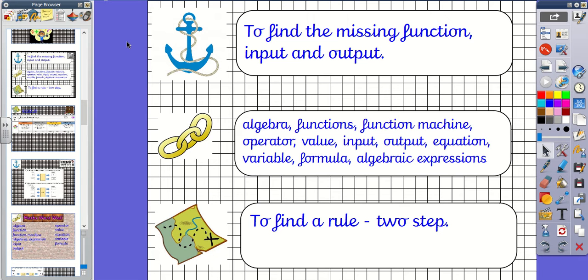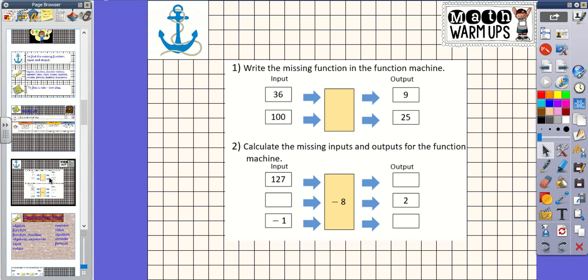So today we are continuing to build on to understand algebra more. And yesterday we looked at one-step functions, and today we are looking at two-step functions. Okay then, so let's warm our brains up today and let's see whether you can find the missing function for the first question and then the missing input and output for the second question. So pause this video here now and have a go at those two questions.